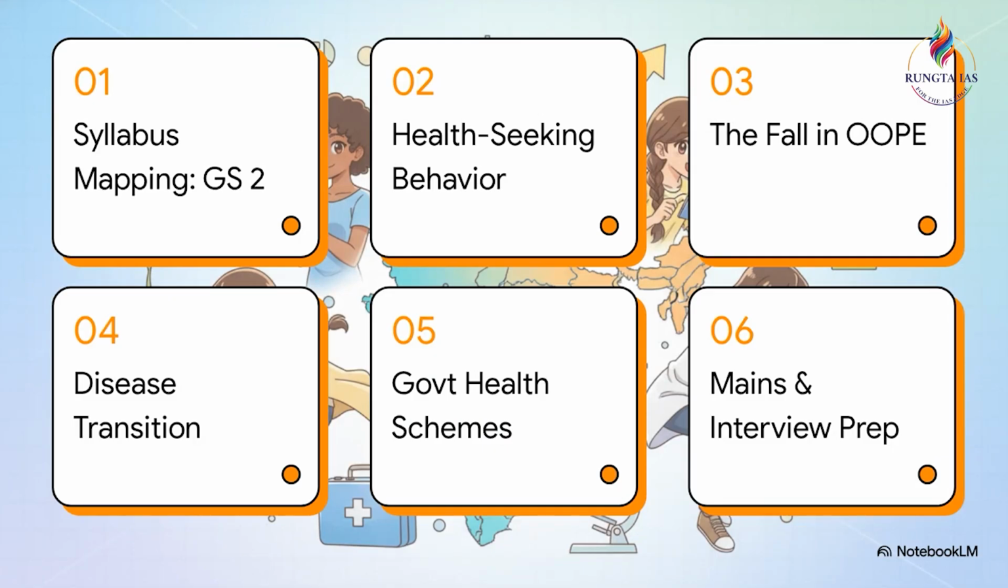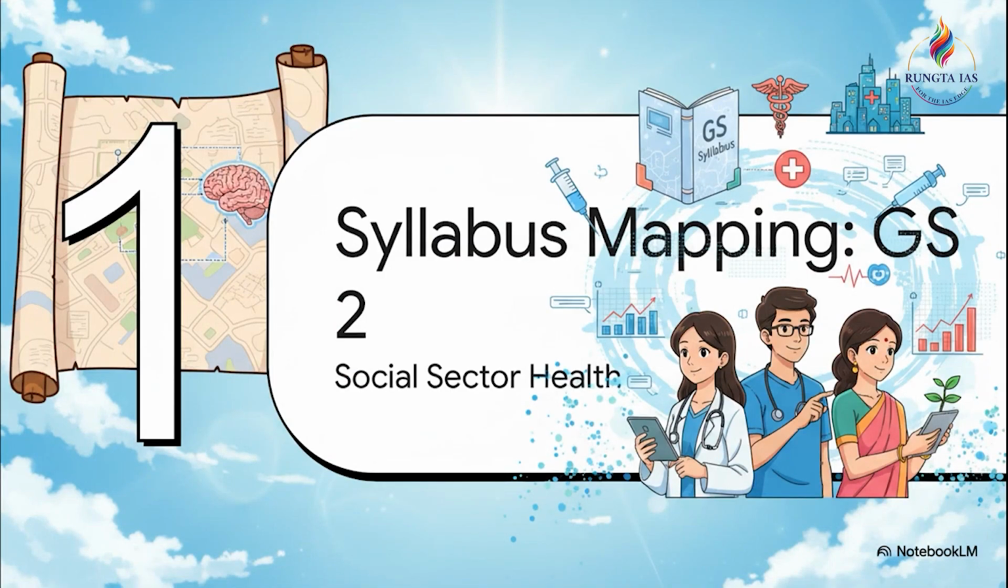Here's our structured agenda for this explainer. We're going to start with a quick syllabus mapping, then move on to health-seeking behavior, the all-important out-of-pocket expenditure, India's epidemiological transition, assessing government schemes, and finally, your strategy for mains and the interview. So starting off with Section 1, Syllabus Mapping for GS Paper 2.